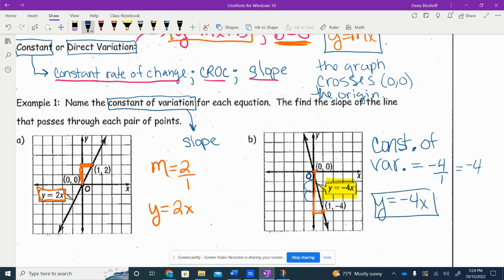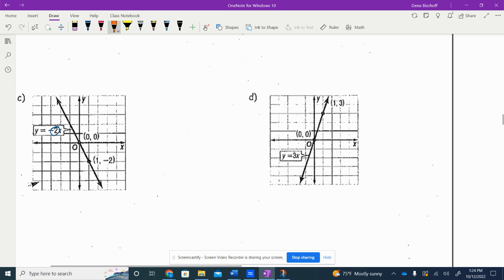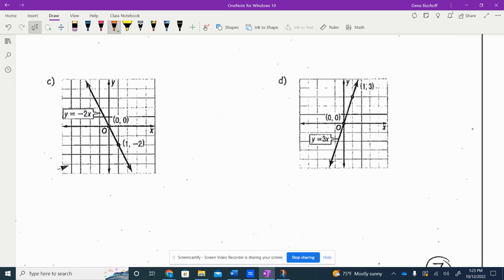So we could really look at our equation and figure out what the constant of variation is by looking at the number attached to the x, by looking at the x coefficient, correct? Does that make sense? So why don't we do that? Why don't we just look at the equation given and figure out what the constant of variation is? So for example, C, the constant of variation equals what? It's the equation y equals negative 2x. So the constant of variation, remember, which is the slope, is just negative 2.